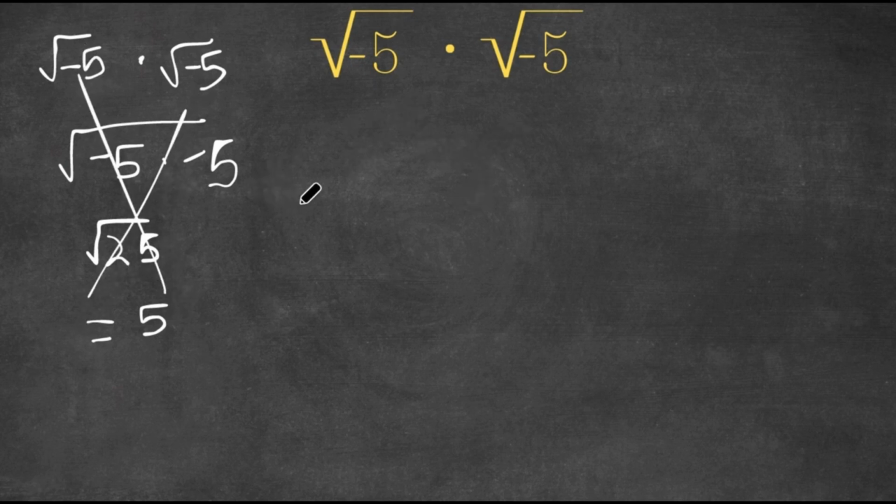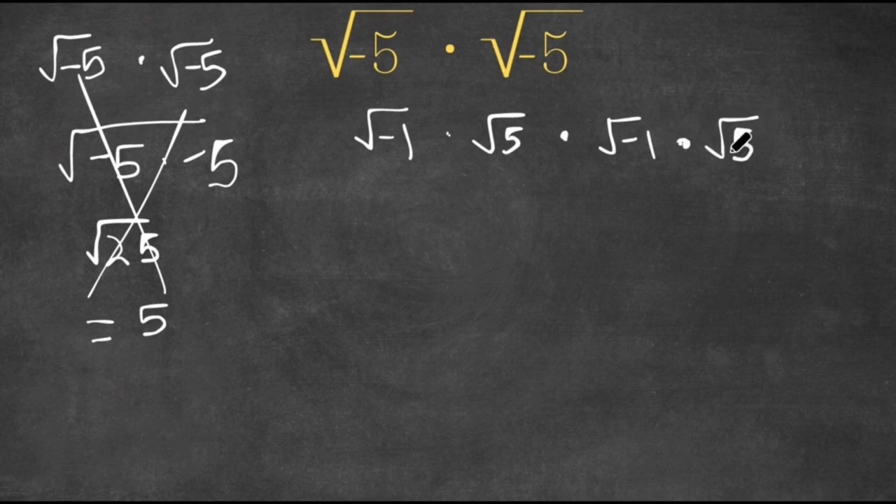So the right method is to first rewrite the square root of negative 5 as the square root of negative 1 times the square root of 5. And I'm going to do the same thing with this. So this times the square root of negative 1 times the square root of 5. Now, if you guys know what i is, it's the imaginary number, and it is equal to the square root of negative 1. So now I'm going to replace all these square root of negative 1s with i.